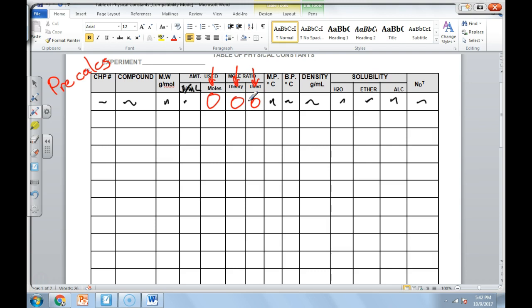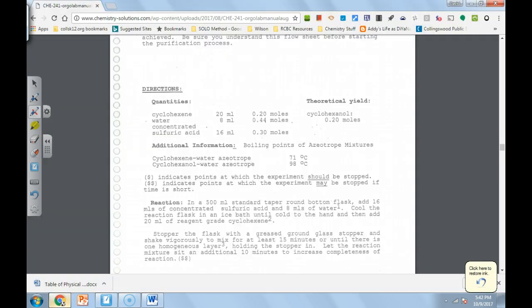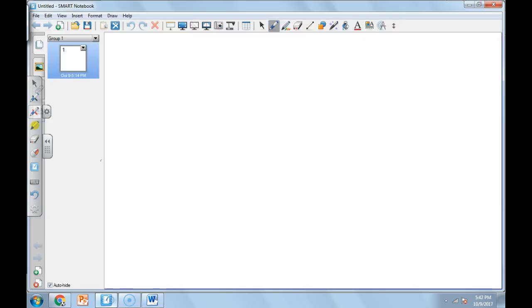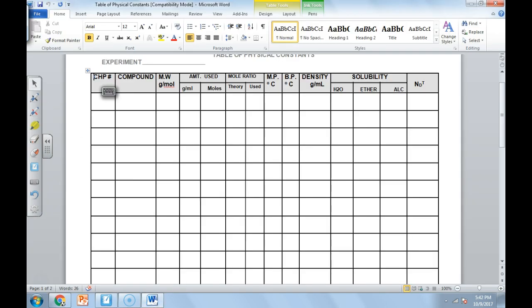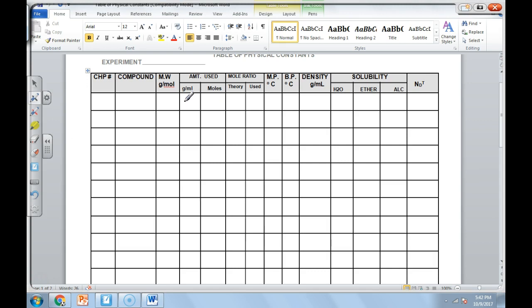Now this lab builds into some of the future labs because it gives you the data already for some of this stuff. It tells you how many milliliters and moles of cyclohexene, water, and sulfuric acid we need. But that doesn't mean that we still don't need to do a calculation, because if we look, let me just fill this out a little bit. This is 20 milliliters. Make sure you put the right unit, and it's 0.20 moles, but we still have to fill in the theory and the used.